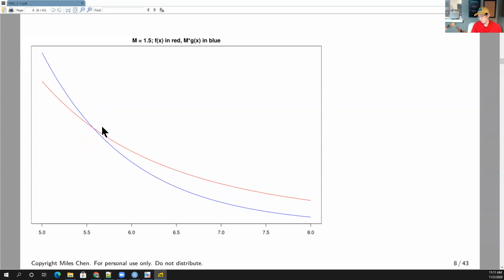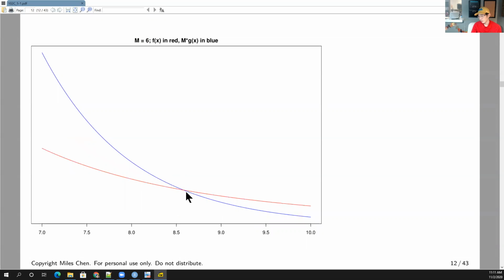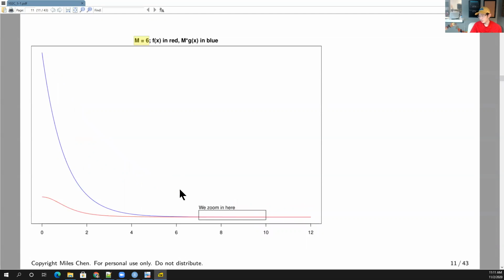At m equal to 1.5, it's crossing at around 5.5. And so as I push m to be larger values, it doesn't cross until further out. And we can try even m equal to 60. If I say m is equal to 60, this blue line is super tall. The f of x looks almost flat in comparison to it. It's not, but in comparison to m times g of x, it looks almost flat.